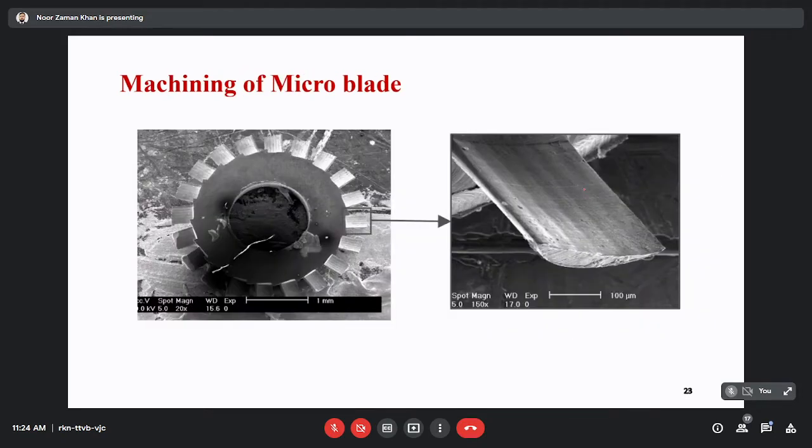This is the machining of the microblade. Just see this, the length is around 100 micrometer. And the width of this blade is around 200 micrometer.